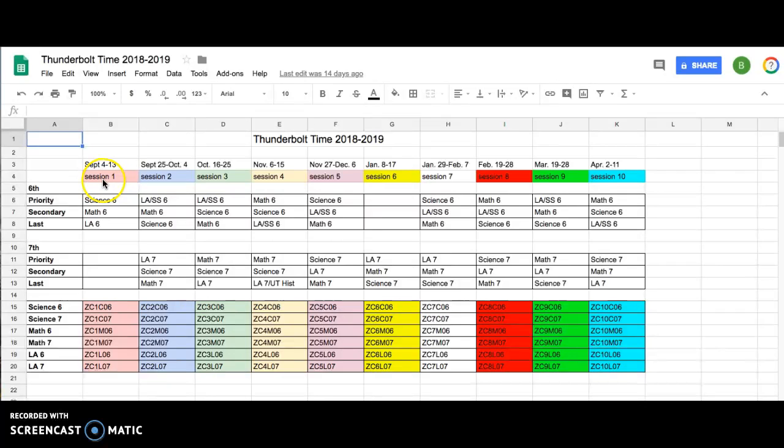And so for session 1, if you were in 6th grade, the priority would be science. The secondary priority would be math 6, and then language arts 6.